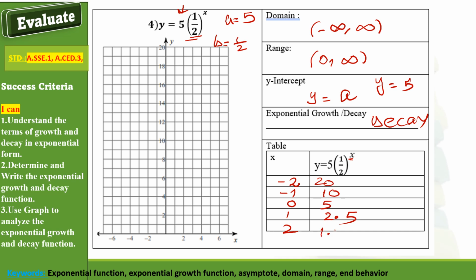So you can see that as the x values are increasing, the y values are decreasing. So on -2, it's 20. On -1, it's 10. On 0, it's 5. On 1, it's 2.5, and on 2 it's 1.25. So you can see there is a smooth curve coming closer to 0, but it won't touch the x-axis.